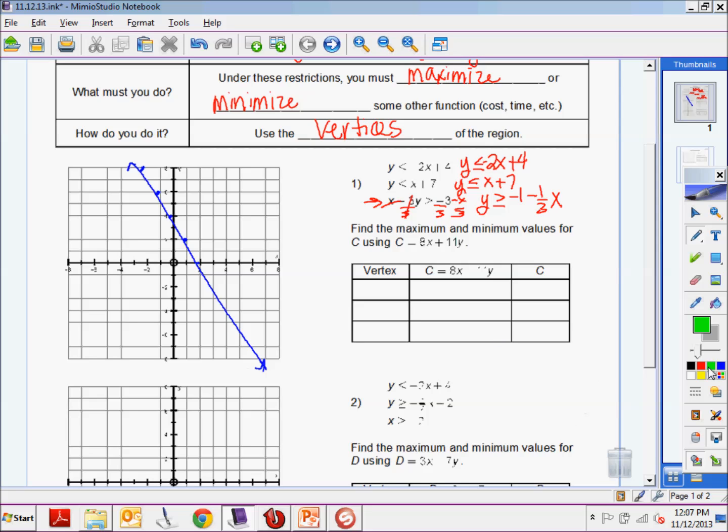All right, so I'm going to graph the next line, which is x plus 7. At x plus 7, I'm going to start at positive 7, and I'm going to go up 1 over 1, or down 1 over 1.